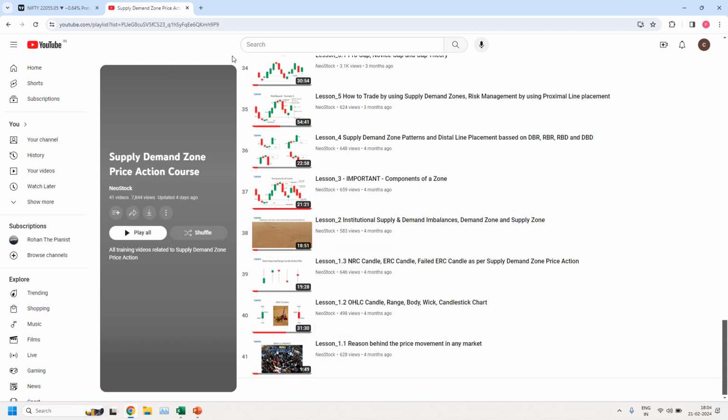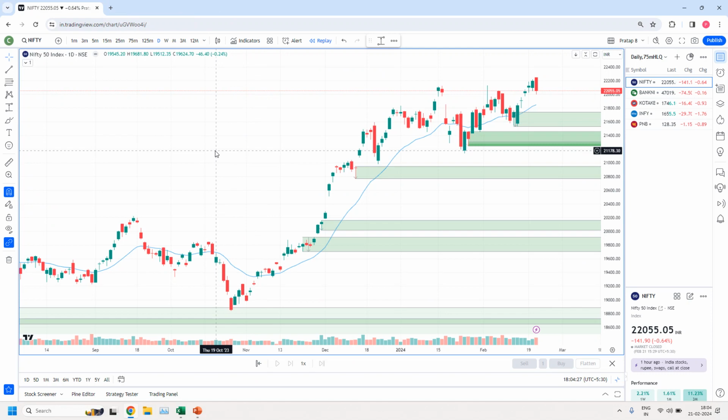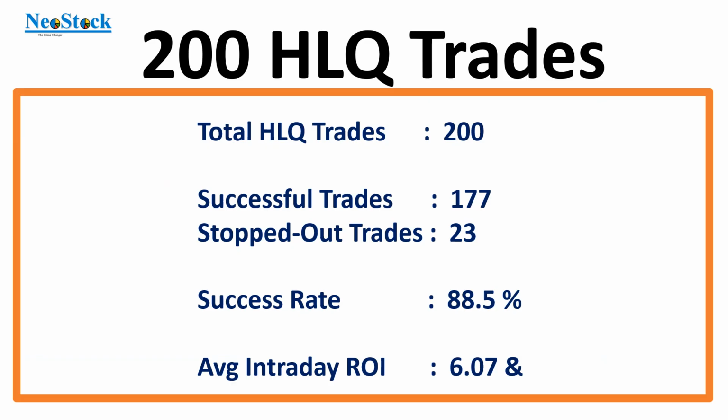Now let us get into high liquidity zone analysis. First, let us start with the 200 high liquidity trades, because we've been monitoring all the high liquidity zone trades on the next trading day. Today we are generating the report, and whatever stocks we are identifying near high liquidity demand zones and supply zones, we are looking for the trades in the next day.